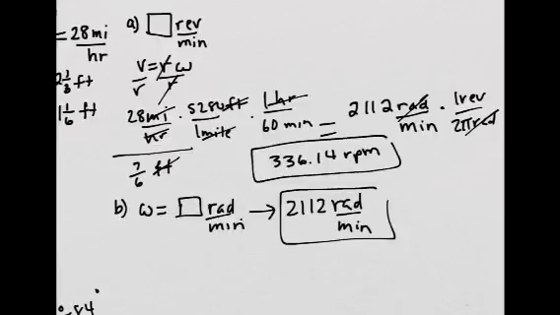So for B, we actually had the answer for B before we have the answer for A, because radians per minute we had already calculated over here earlier. So I just copied it down right here, and that's it.